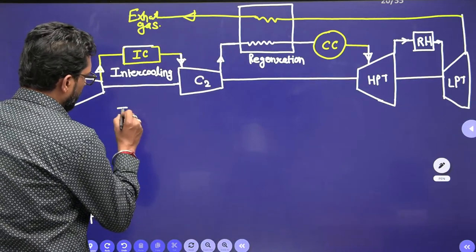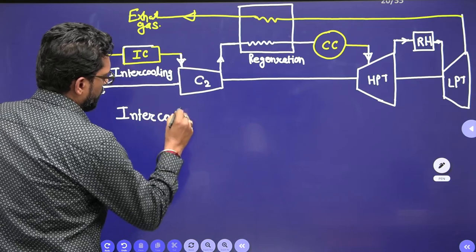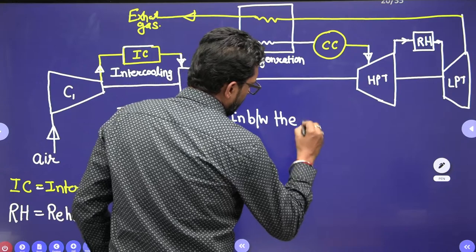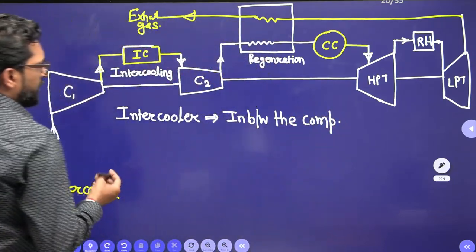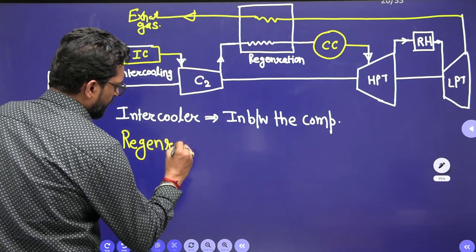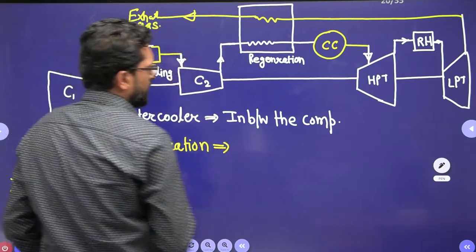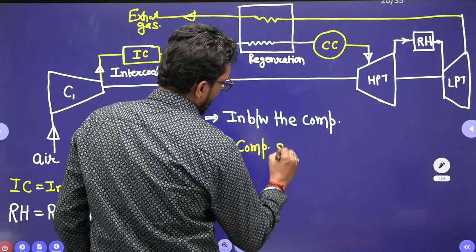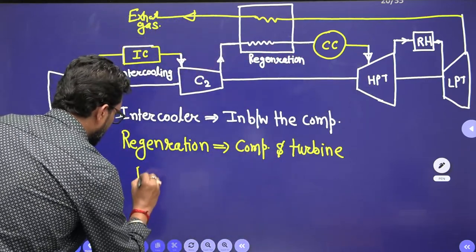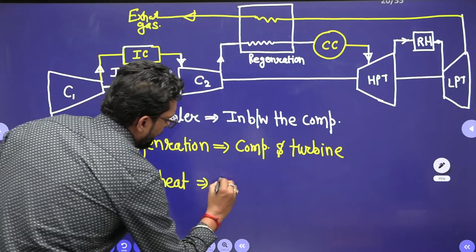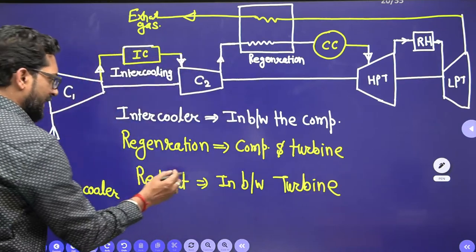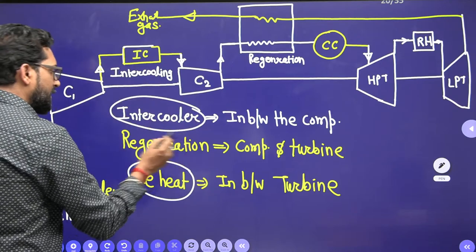So first, the intercooler is in between the two compressors. Regeneration is in between the compressor and turbine. Reheat is in between the turbines. This you have to be clear about. That means reheat in between the turbines, intercooling in between the compressors, regeneration in between compressor and turbine.